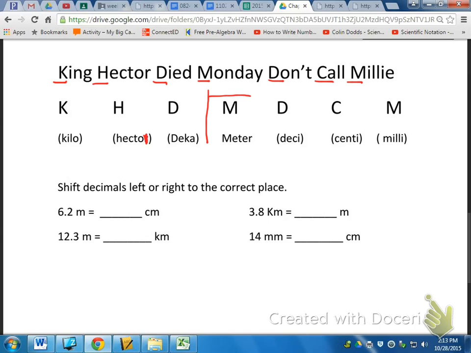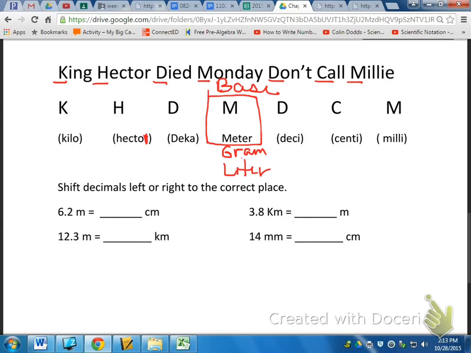Now, this right here is the base. We are dealing with only lengths today, but that could just as easily be gram and liter. But are there any days of the week that begin with G or L? Nope, so that's why I went with Monday. So King Hector died Monday, don't call Millie. And if you can remember that, this metric conversion is going to be really, really simple for you.